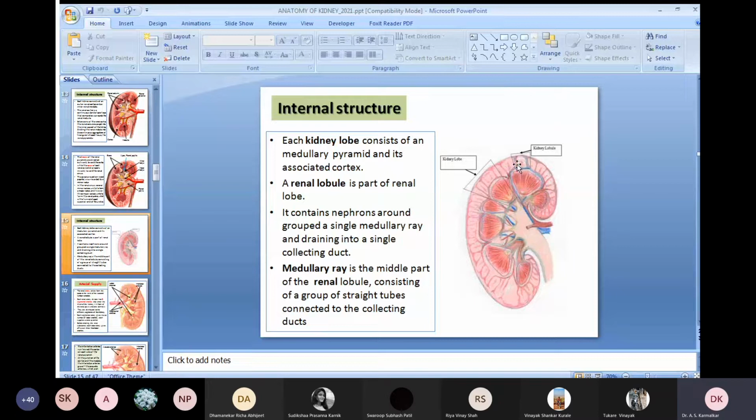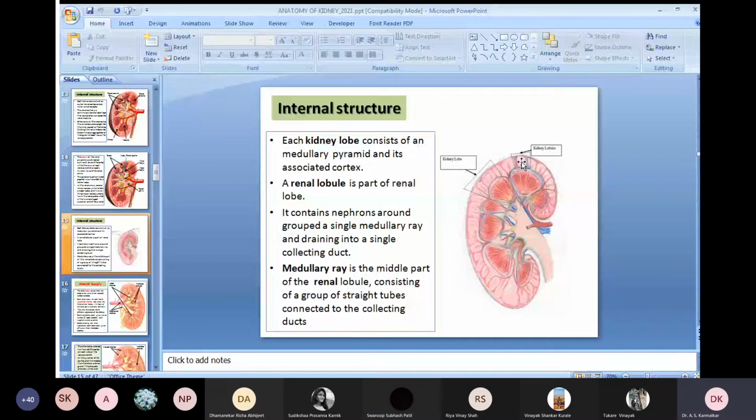In between, this is an arcuate vessel and it will give the straight vessel, and in between this straight vessel there are the medullary rays. Actually, these are the projections from the base of the pyramid. So in the center there is the medullary ray, and on both sides there are the kidney vessels. So this part of the cortex is called the lobule of the kidney.